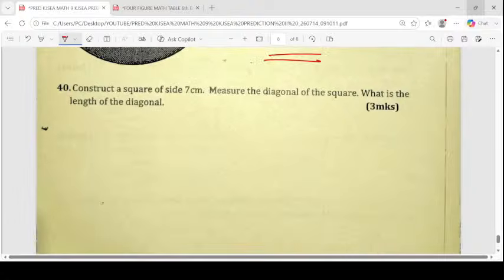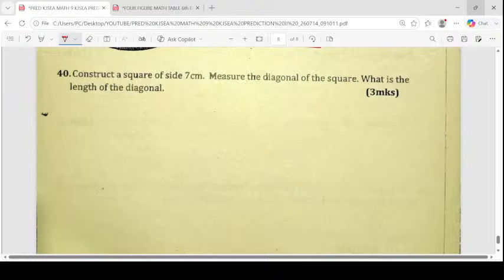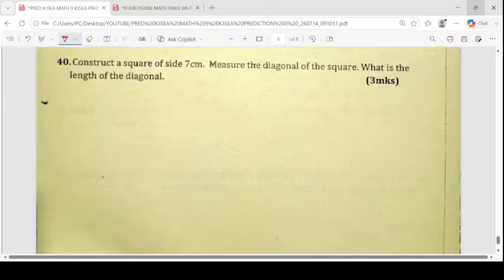Question number 40, which is our last question of discussion. Construct a square of side 7 centimeters. Measure the diagonal of the square. What is the length of the diagonal? So they want to construct a square. How do you construct a square? Draw the line and make sure that this is 7 centimeters. From here, you can construct a perpendicular bisector.